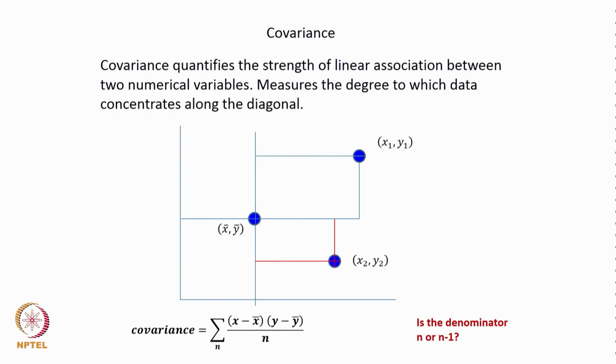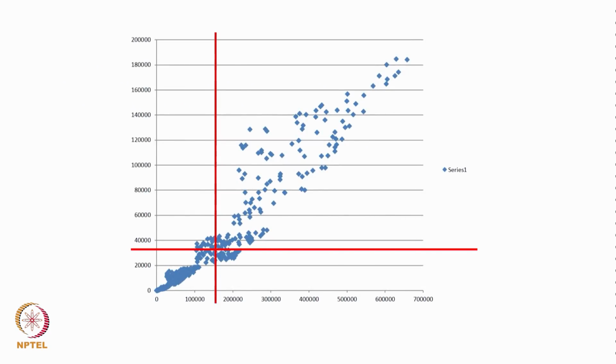So, given x1 y1 and x2 y2 and an x bar y bar, the covariance is given by x minus x bar into y minus y bar by n. I have also raised a question, is it n or is it n minus 1? We can assume n, and later when we find out correlations and other measures, we consistently use the same denominator so that there is no bias in the calculation. So, we use n in this case: x minus x bar into y minus y bar by n is the covariance between these two. So, again the same picture where the averages are shown.